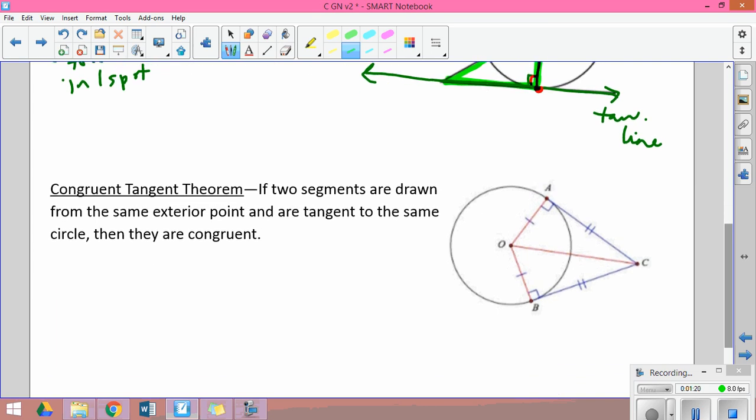Another theorem with tangents is the congruent tangent theorem. And this says if two segments are drawn from the same exterior point tangent to the same circle, they become congruent. So if I take this point C clear out here and I draw a tangent line back to circle O, and I draw a different tangent line back to circle O, those pieces are automatically congruent.